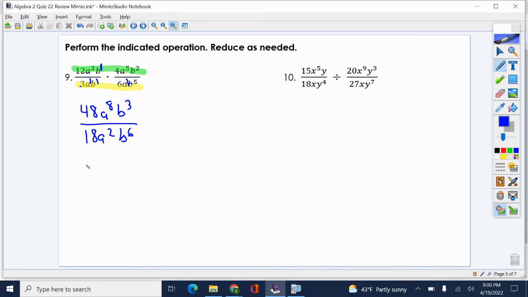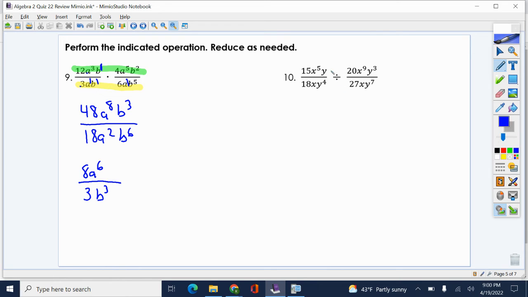Reducing 48 over 18. Use your calculator if you want to. 6 goes into both of these, so this ends up being 8 over 3. A to the 8 over a to the 2, I'm subtracting. Answer goes where the bigger is, so on top is a to the 6. B to the 3rd over b to the 6. 6 minus 3, b to the 3rd underneath.